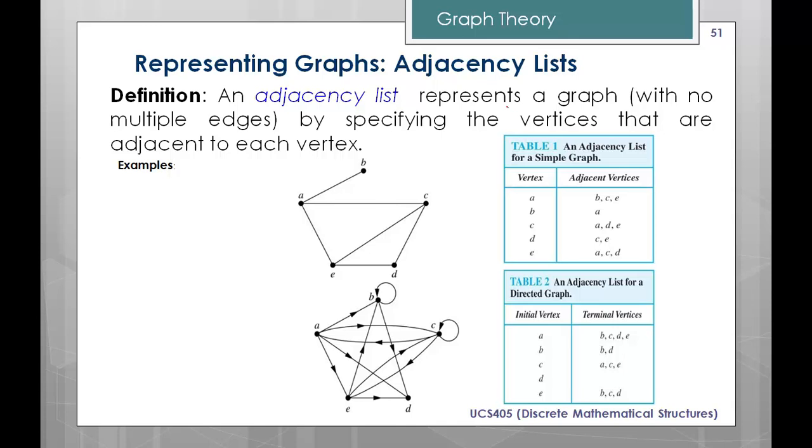An adjacency list represents a graph with no multiple edges by specifying the vertices that are adjacent to each vertex. First we will see it for the undirected graph, next for the directed graph. Here is an adjacency list for a simple graph with vertices A, B, C, D and E. A is adjacent to B, C and E. B is adjacent to A only. In this way we can prepare the table for the other nodes also.